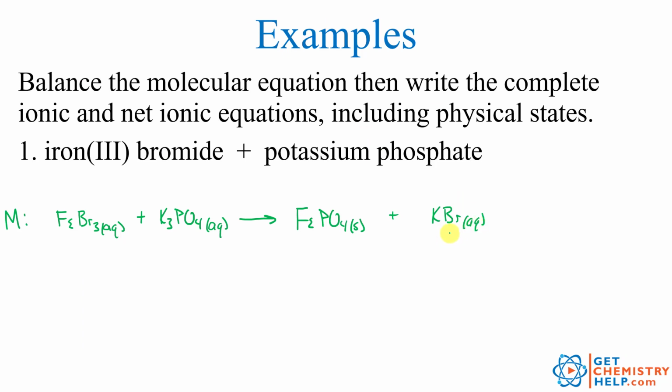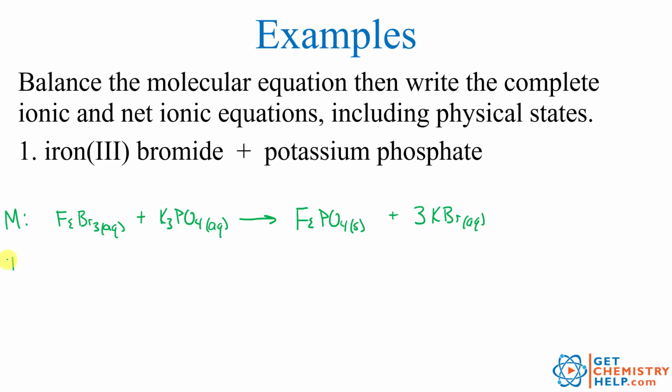Okay, so now we have our products. The last step is to balance this equation. So we look over here, we've got 1 iron, 3 bromides, 3 potassiums, and 1 phosphate. So we need 3 potassium bromides. So that's the molecular equation.